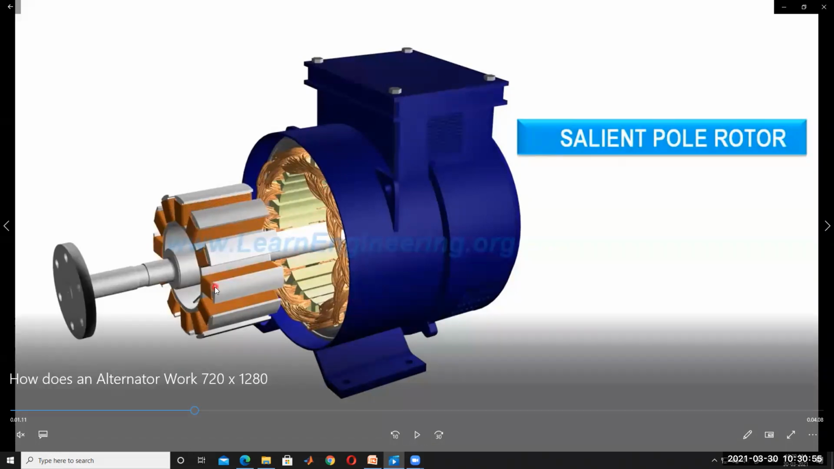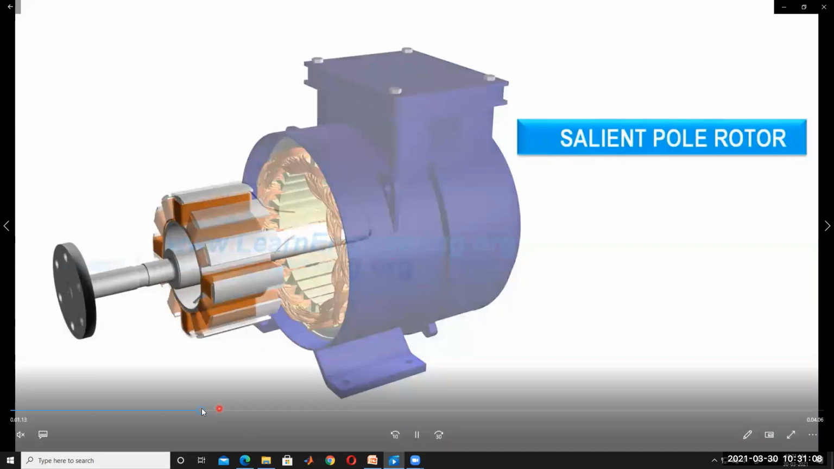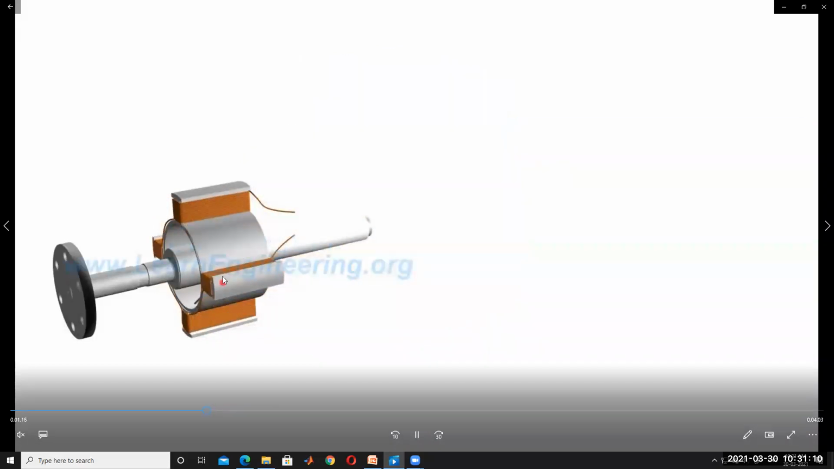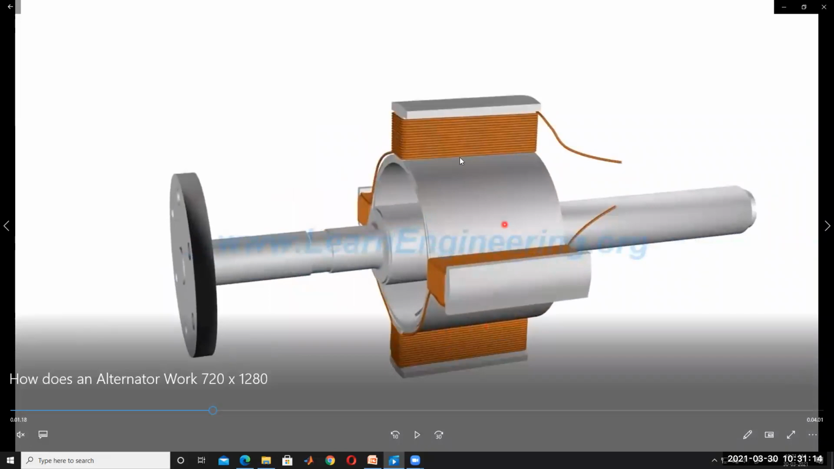So for the salient pole, the poles are like this. The rotor winding is constructed in this manner, with the poles projected like this. This is called the field winding, and the field winding is connected to the external DC supply.